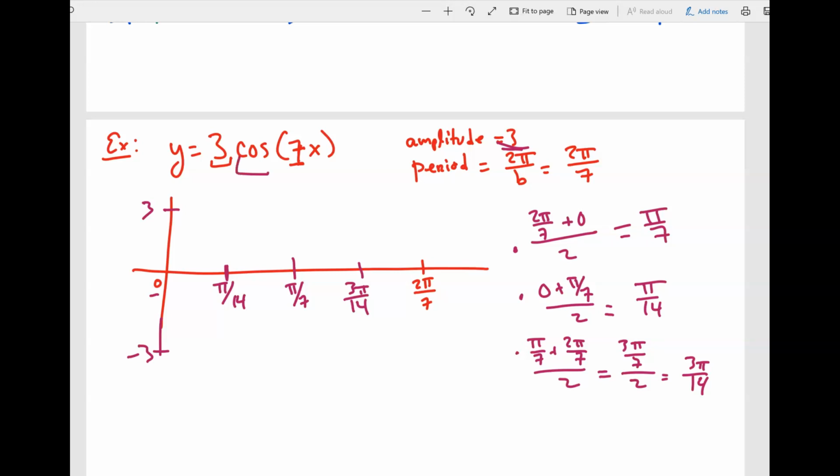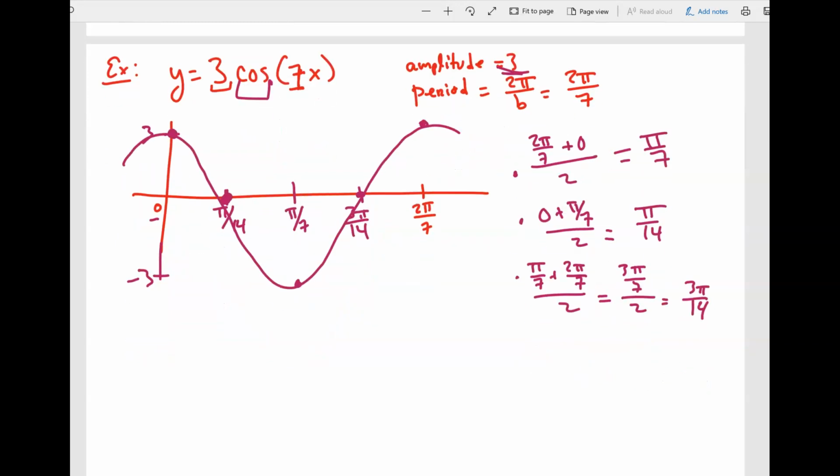Since we're looking at cosine, cosine starts at 1. So now it's going to start at 3. So it's going to be 3, 0, negative 3, 0, 3. So the graph is going to look something like this. Okay, so that's what that graph looks like. Okay, all right, now let's do one more problem.